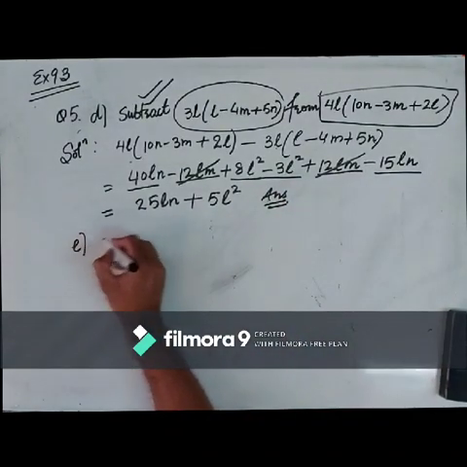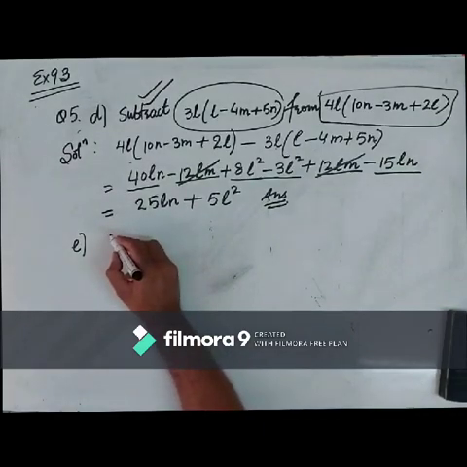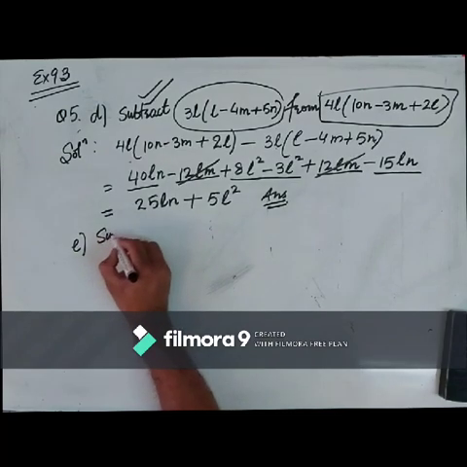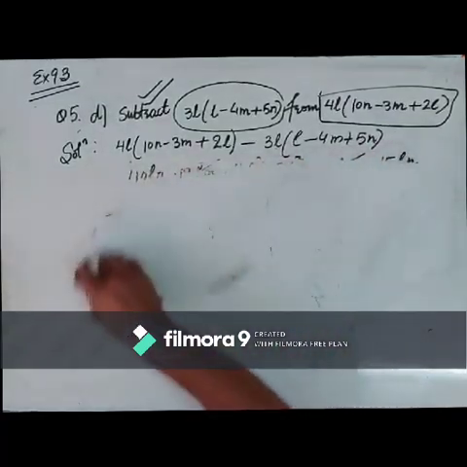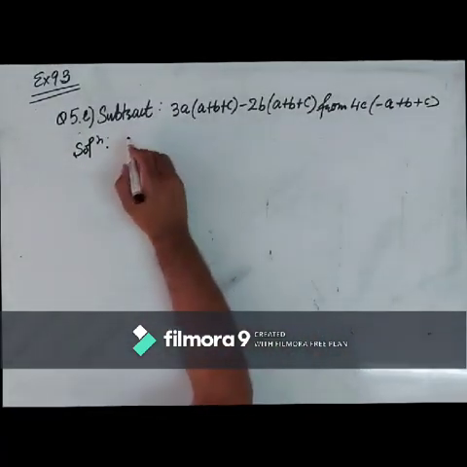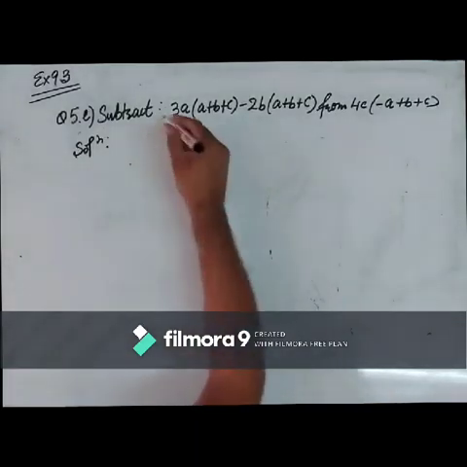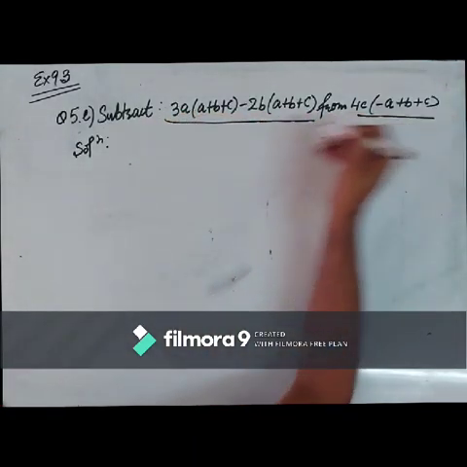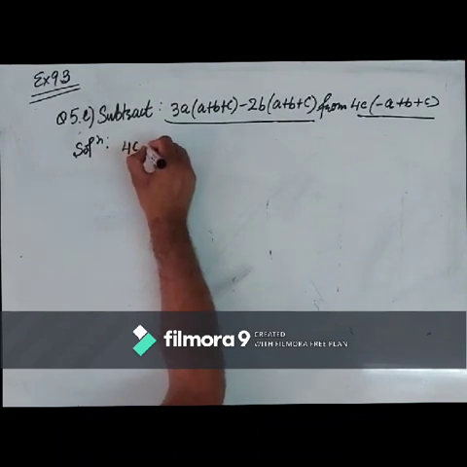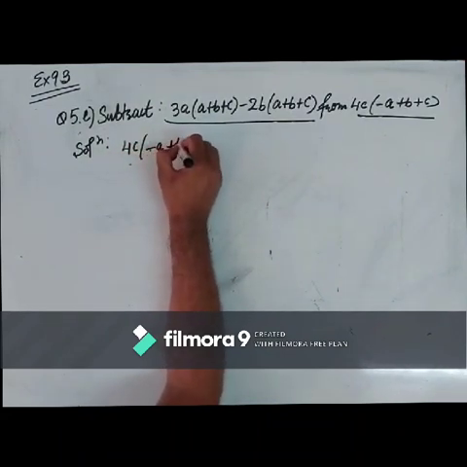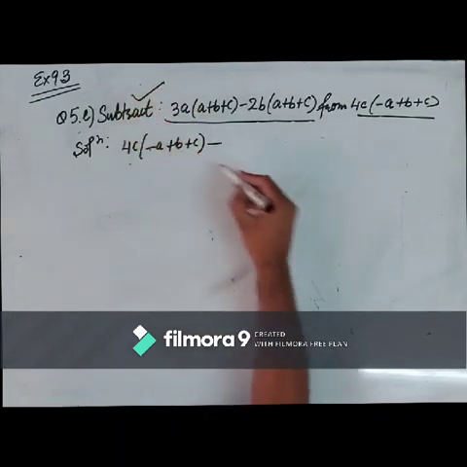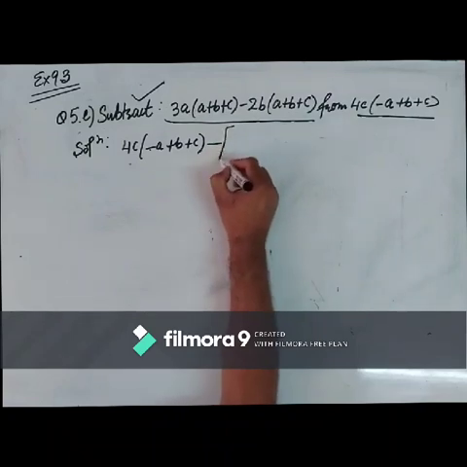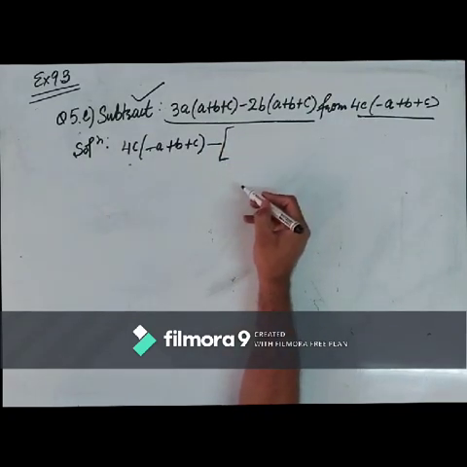E part we have subtract, again subtract. So how do we perform question number 5 part E? Subtract this polynomial from this one. So first of all, write simply as 4c bracket start minus a plus b plus c, and put a subtraction sign here. Because of this subtract, we have to put a bracket.